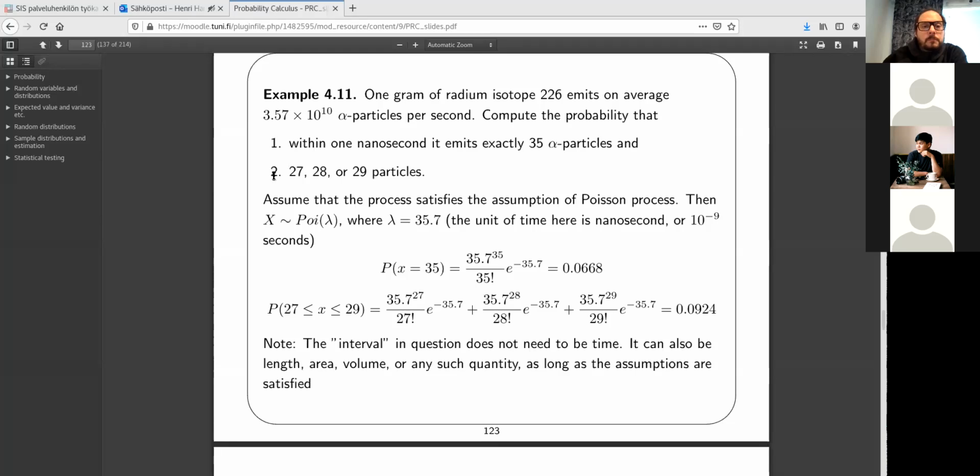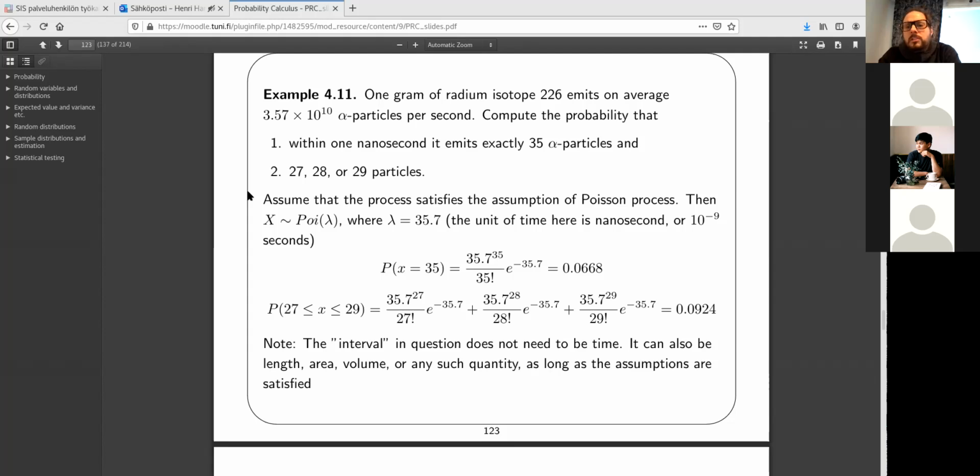Here's another example. 1 gram of radium isotope 226 emits on average 3.57 times 10 to the power of 10 alpha particles per second. So you see, this is a very, very big number. Compute the probability that within 1 nanosecond, so that's 10 to the minus 9 seconds, it emits exactly 35 alpha particles, and the probability that it emits 27, 28, or 29 alpha particles.